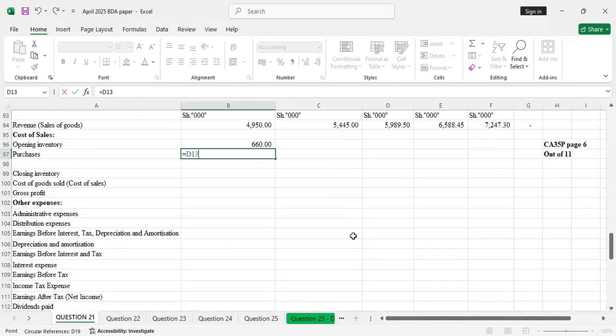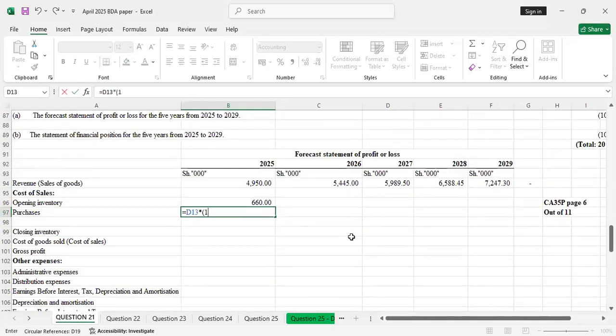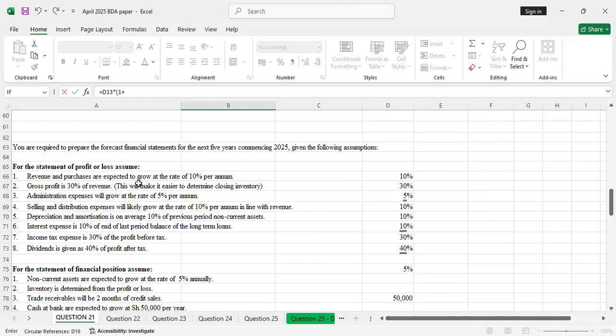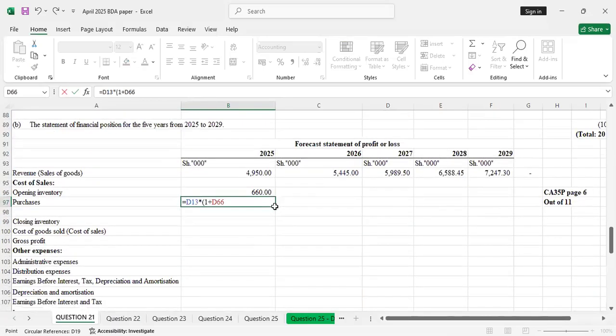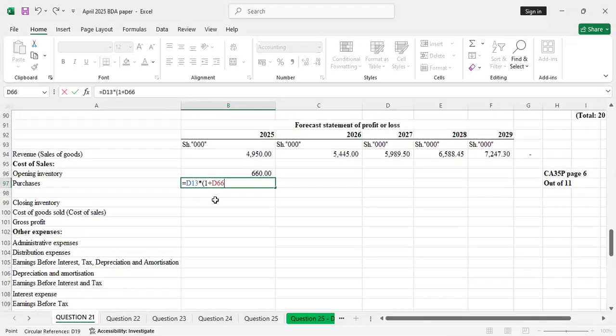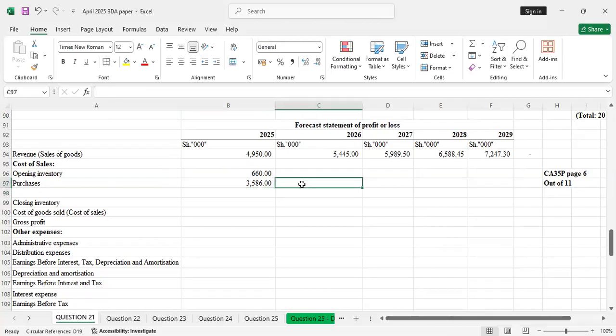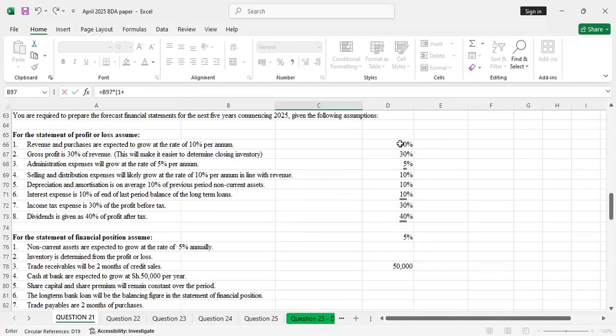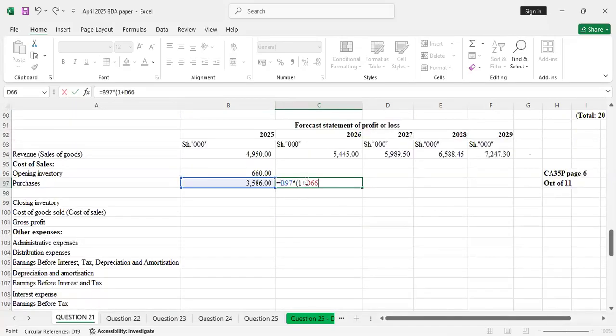So you select it, then you multiply by bracket 1 plus the growth rate. The growth rate we are told under information number 1 that for revenue and purchases, they're expected to grow at the rate of 10%. So you select that 10% and I'll lock it again. And I'll do the same for the second year. So I'll pick the previous year, 2025. I'll multiply by bracket 1 plus the growth rate, which is 10%. And I'll also lock it once again.